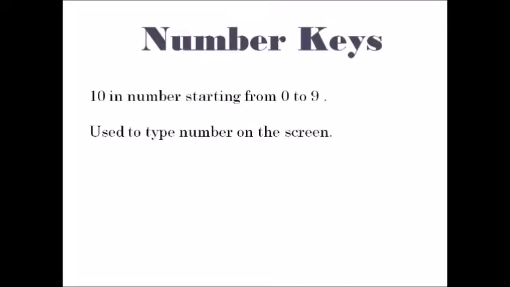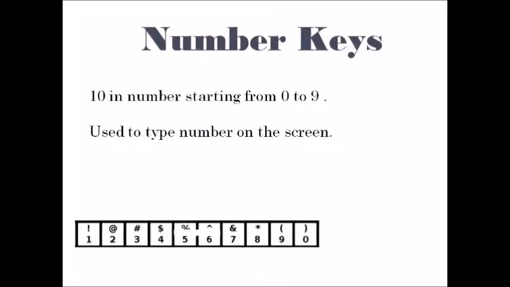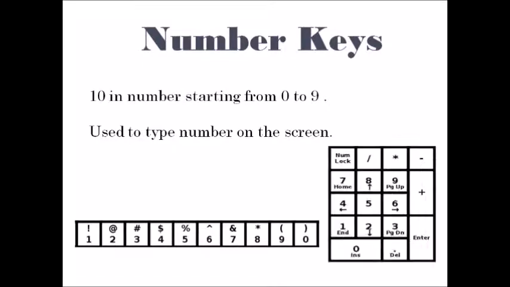Next is the number key. There are two sets of number keys. The first set is just above the alphabet keys, while the other is on the right side of the keyboard. This set is also known as the number keypad. There are 10 number keys from 0 to 9, and these number keys are used to type numbers on the screen.